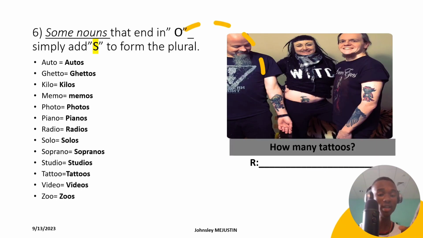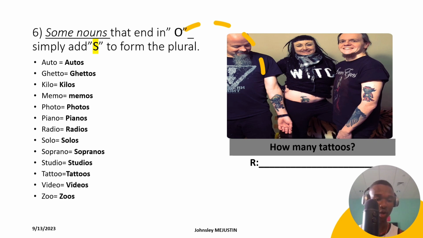Number 6, these words right here are exceptions. We do not add es to these words to have the plural. Some nouns that end in O simply add s to form the plural. For example, auto, we say autos. We do not add es. Auto, autos. Ghetto, ghettos. Remember, you need to have a dictionary to look up these words in order to find out what they mean.